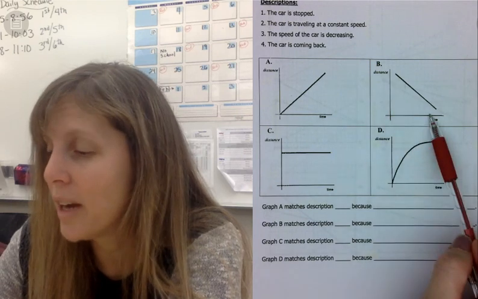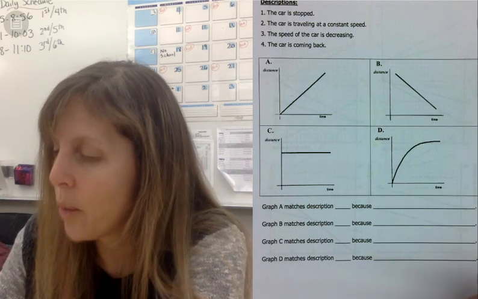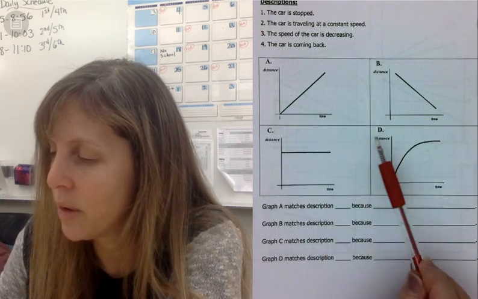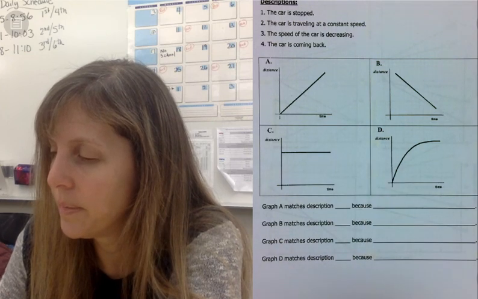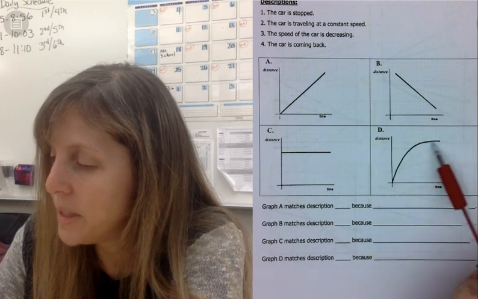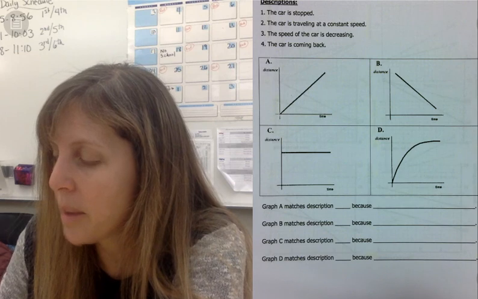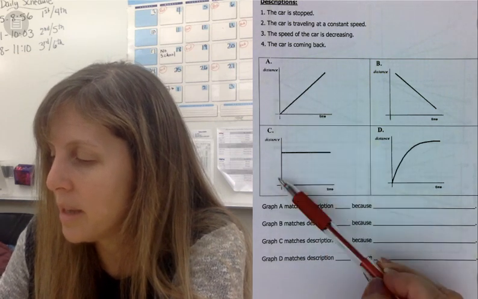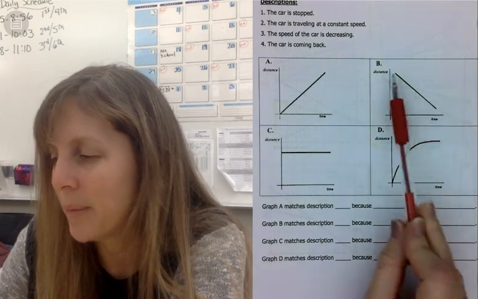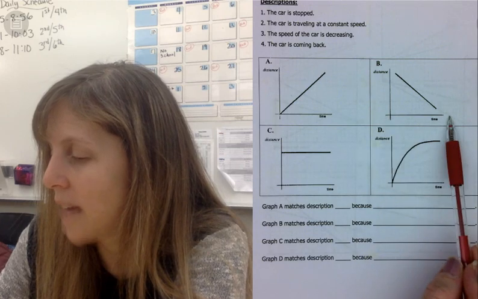If you guessed B, you're correct. Straight lines indicate constant speed. All right, which one indicates the speed of the car is decreasing? A, B, C, or D? The answer is D. The speed is decreasing. All right, the car is coming back. Which one? A, B, C, or D? The answer is B. We have a constant speed coming back down to distance at 0.